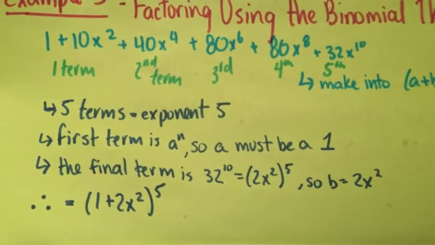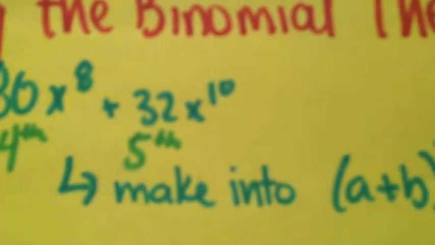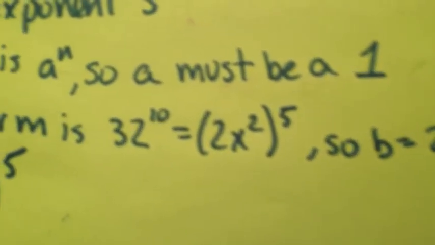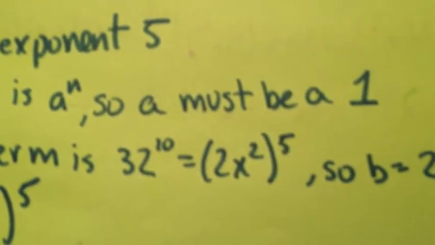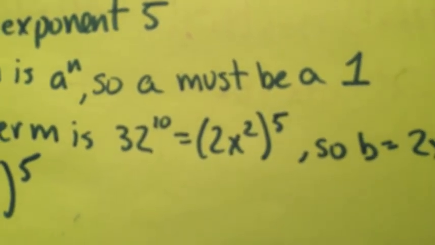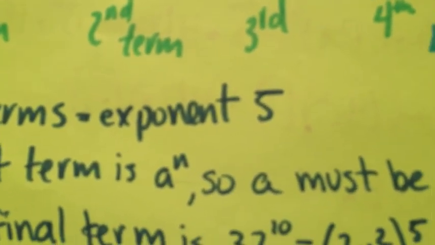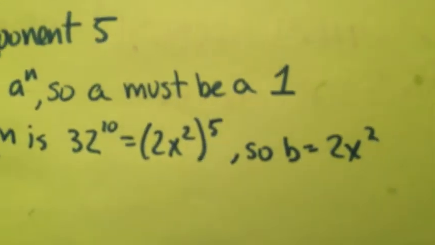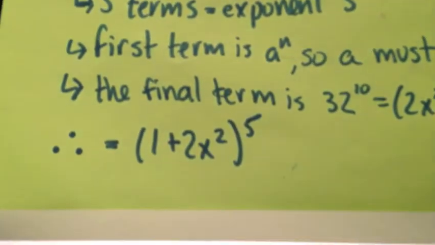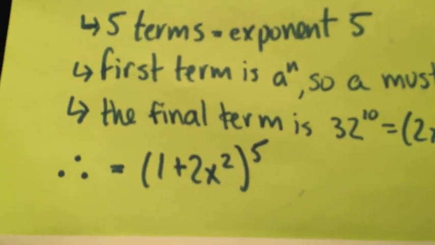Next, the final term is 32x to the exponent of 10. Using mental math, the b value will be 2x squared, because (2x²) raised to the exponent of 5, knowing that the exponent will be 5 in the original expression, gives that term. We will see that b is 2x squared. Therefore, the final answer would be (1 + 2x²), all of it raised to the exponent of 5.